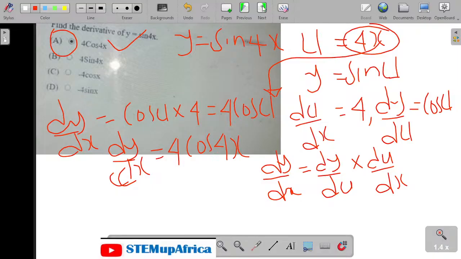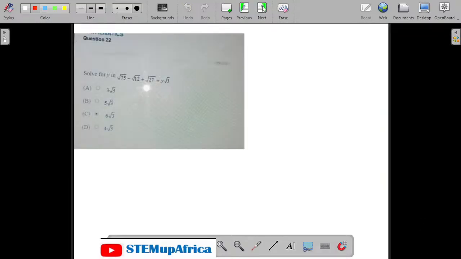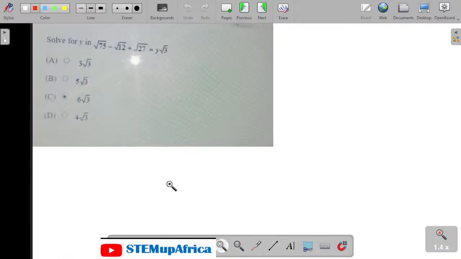So next question. This question is under surds. We are asked to solve for y in this expression. Now, if you look at the right hand side, the irrational root there is root 3. That means there is every possibility that every other number given to us will be in root 3. So let's simplify it. So it implies 75 can be written as 25 times 3.